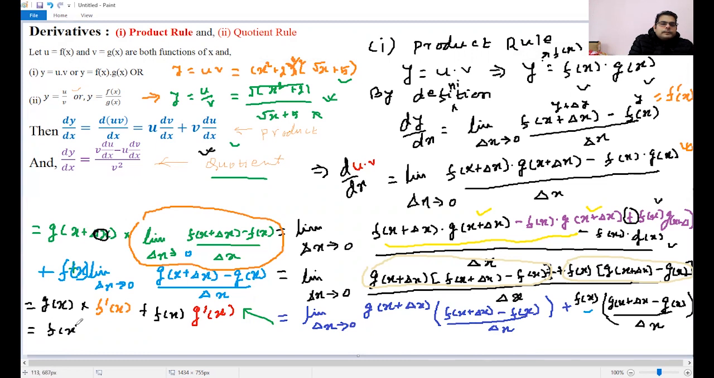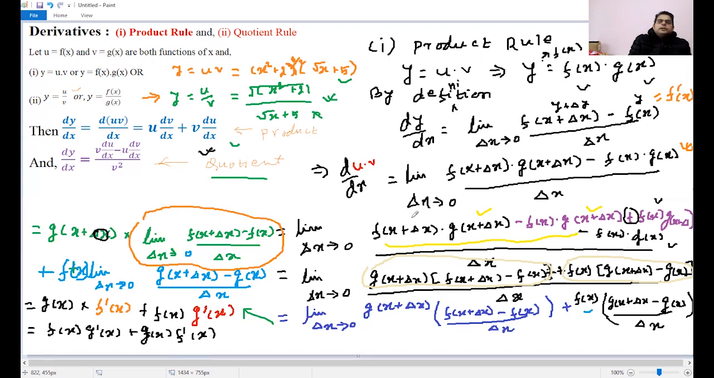It is f(x), and then you can write here g'(x), because this is plus, so you can write it in either way. So this is f(x), and then here f(x)g'(x). So this should be g(x). I've used just a plus b equal to b plus a. So it is g(x) times f'(x).